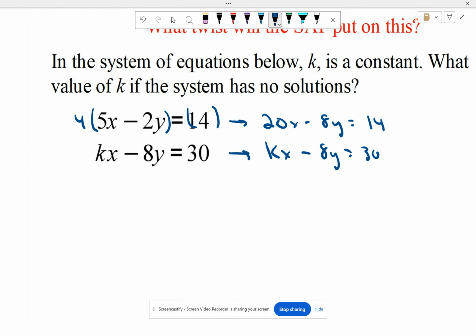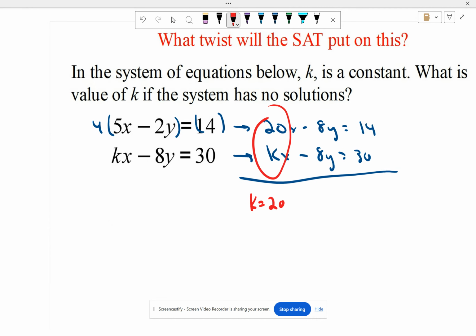Again, I want there to be no solution here. If I were to subtract these, the 8y's will cancel out. But I also want these to cancel out too. So the only way for these to cancel out is if k is 20, because then they'll cancel out when we subtract. So that's the value that'll create a system with no solution.